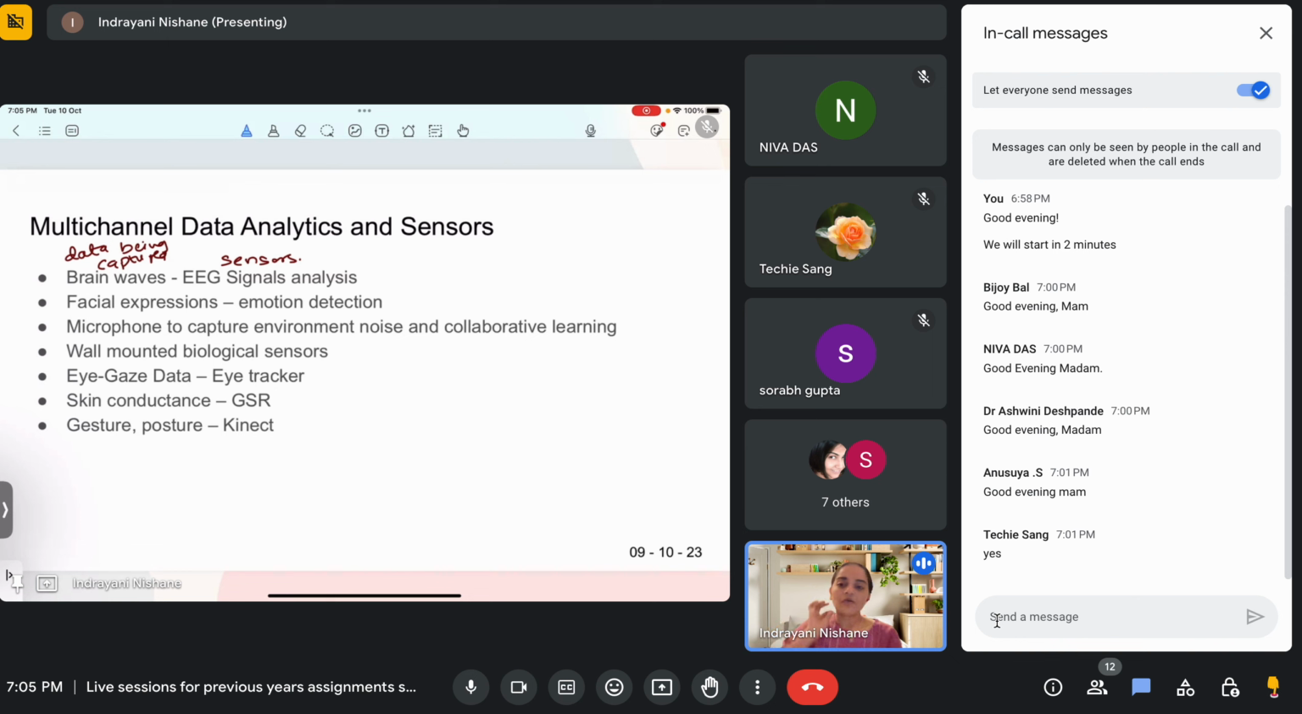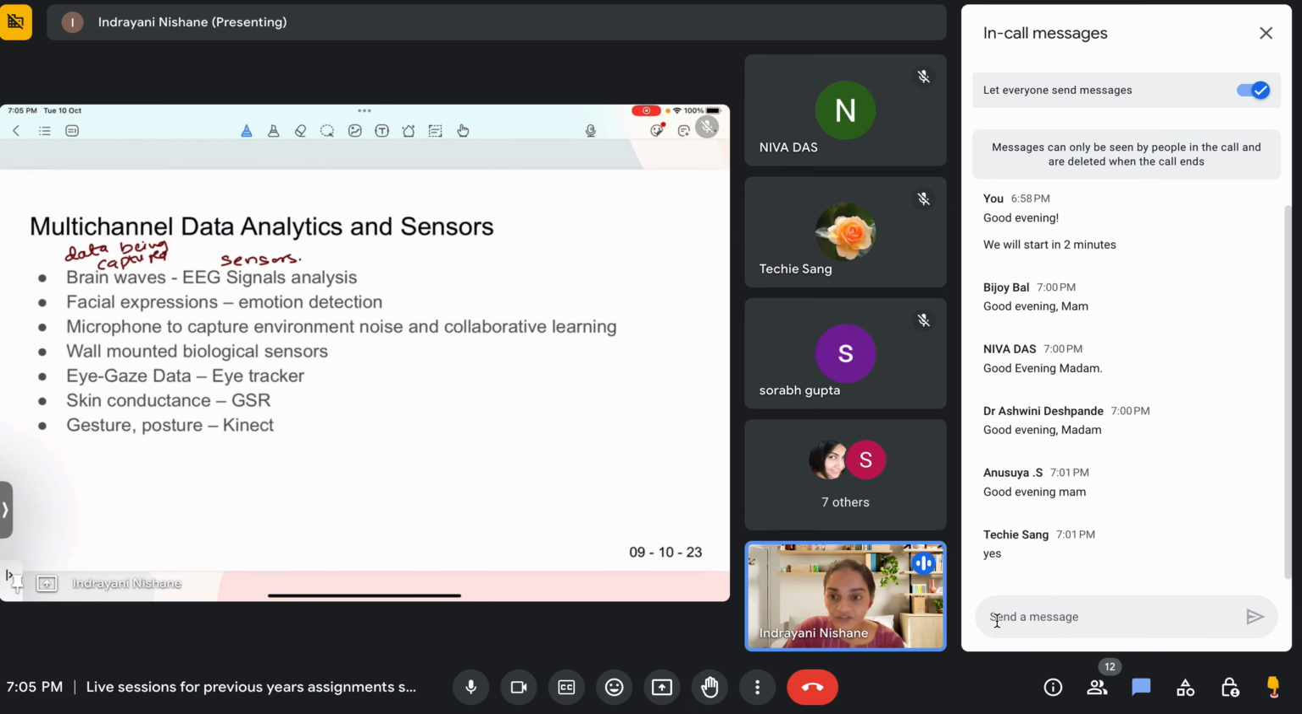Then wall-mounted biological sensors: there is a different array of sensors. This area is very less explored. In the classroom, maybe there would be a set of cameras, movement detection cameras, or heat detection cameras. All such things can be wall mounted to detect posture or to detect the stress level in the student, and that data can be analyzed further from a learning analytics point of view.